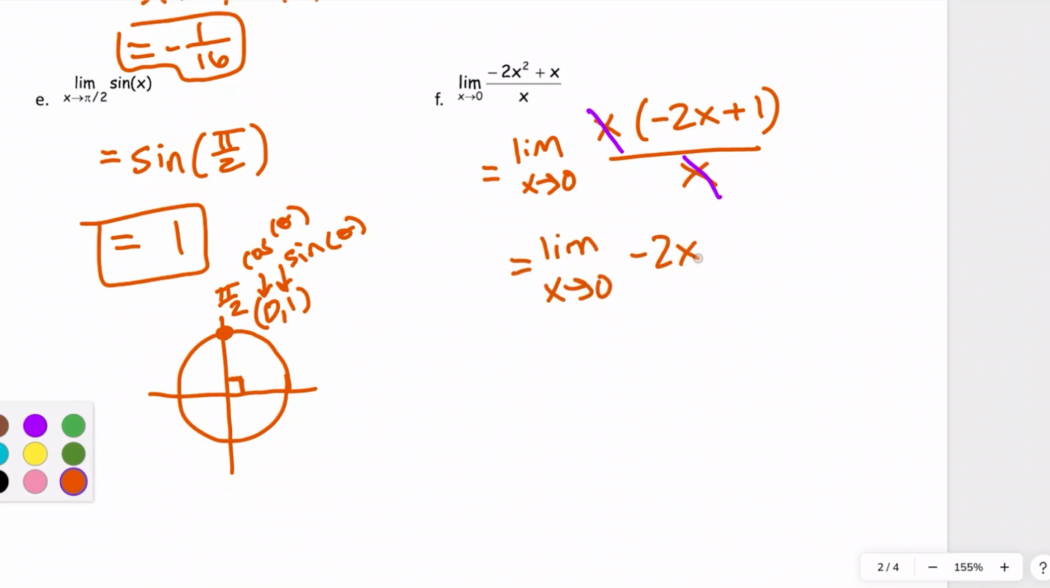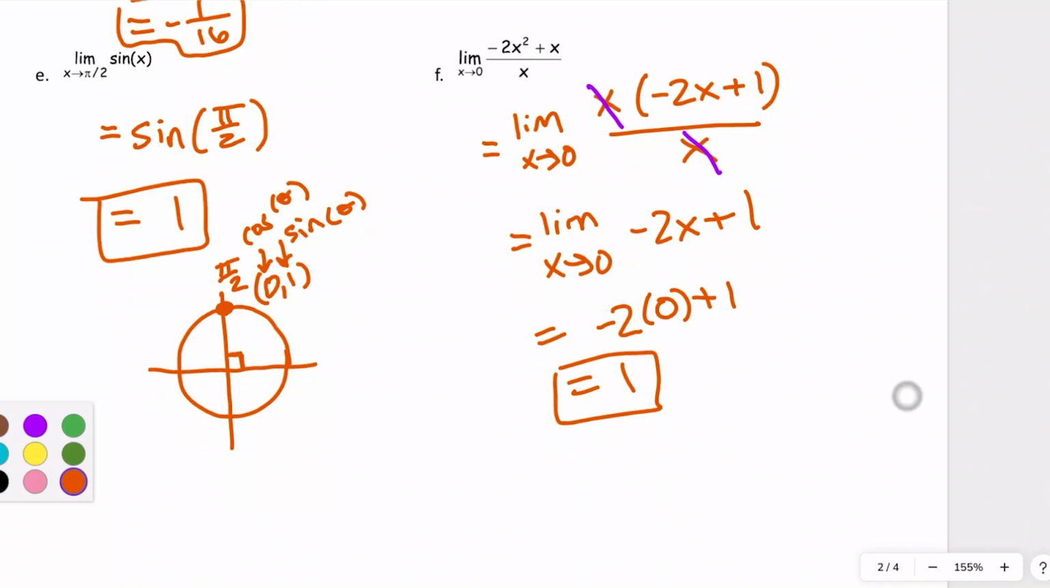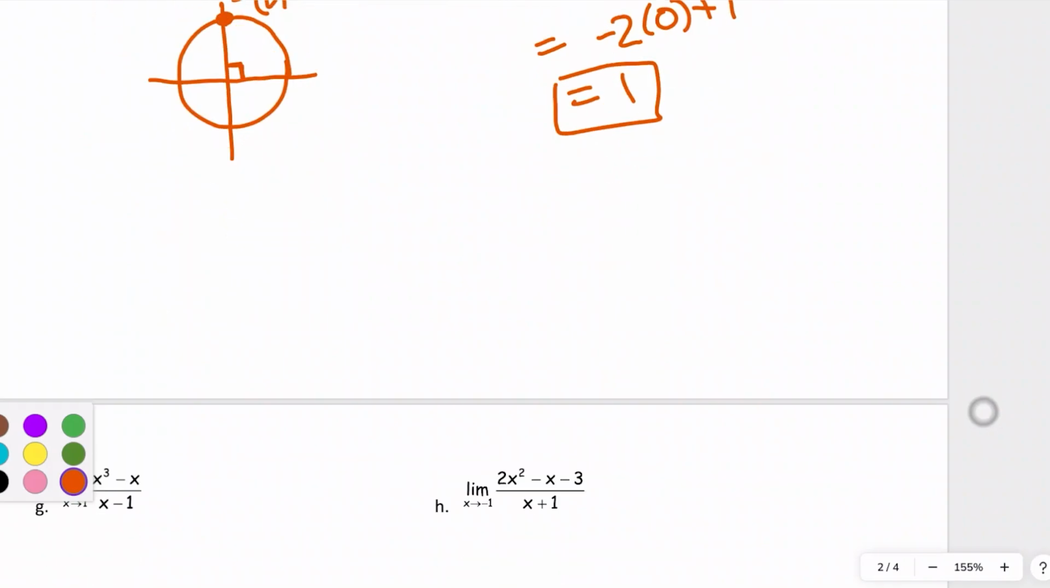So we got negative 2x plus 1. Now we can use substitution. So we're going to substitute the 0 into x, and we get negative 2 times 0 plus 1, which is just 1. And yeah, that's it for this page. Let's move on.